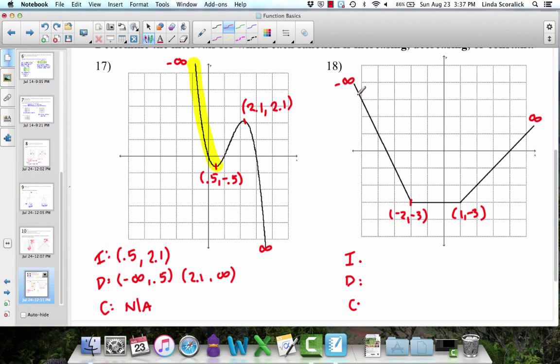What's happening here on the left-hand side? We are decreasing, and we would decrease from negative infinity to -2. At -2, what happens to the graph? It looks like it becomes perfectly horizontal. So in this case, this graph is constant from -2 to 1. And then the graph kind of takes off, and it's going to be increasing from 1 to positive infinity.